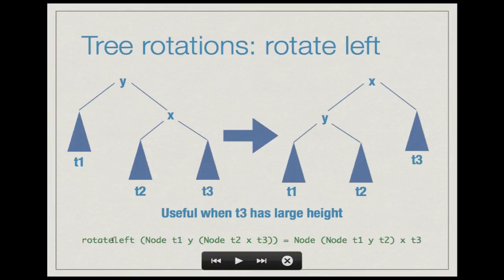And the Haskell description is again very simple. Rotate left of this pattern, which is specified by node t1 y, node t2 x t3, equals node of left subtree, which is node t1 y t2, x, which is the root, and t3, which is the right subtree.